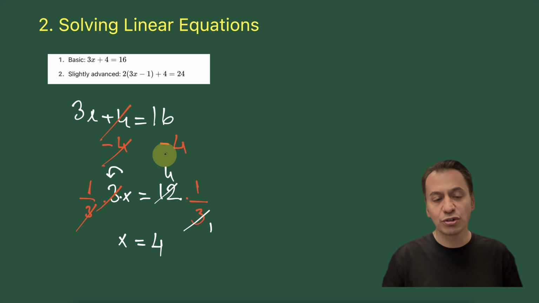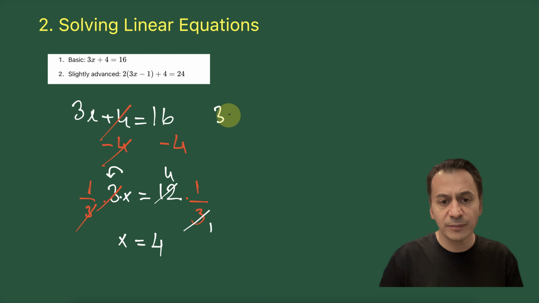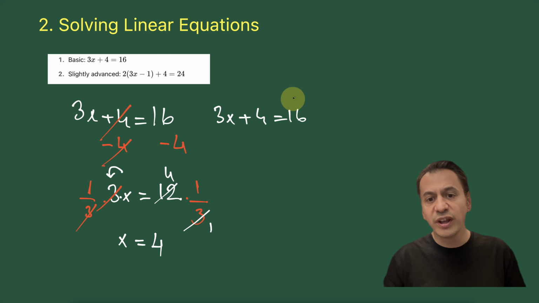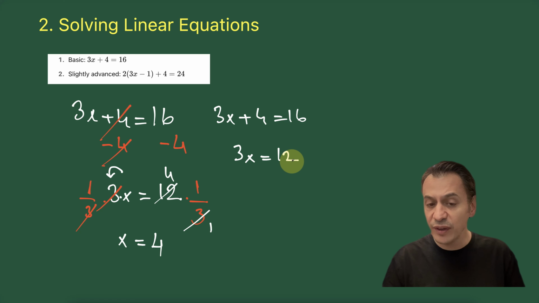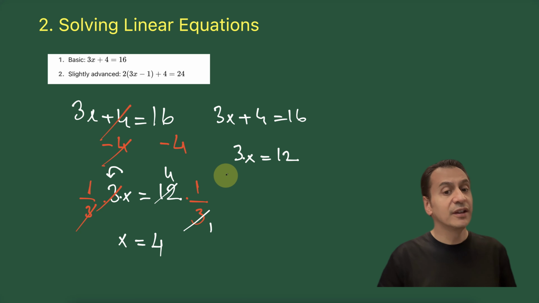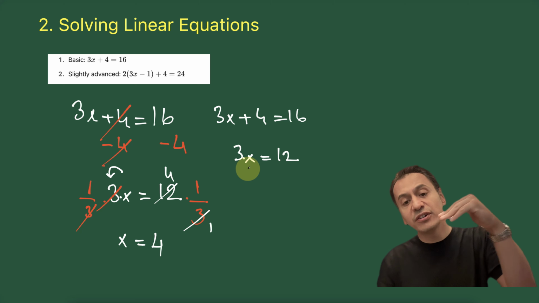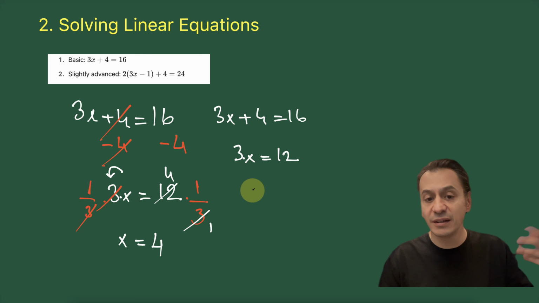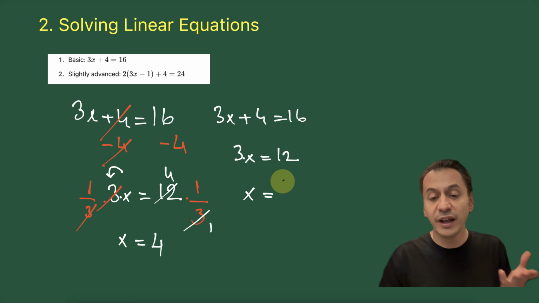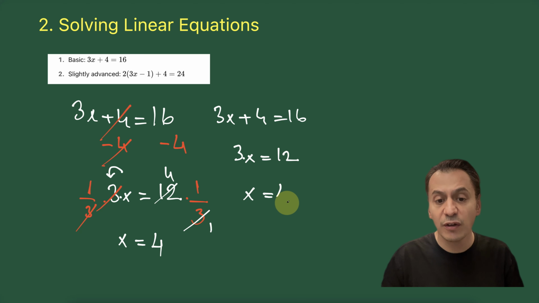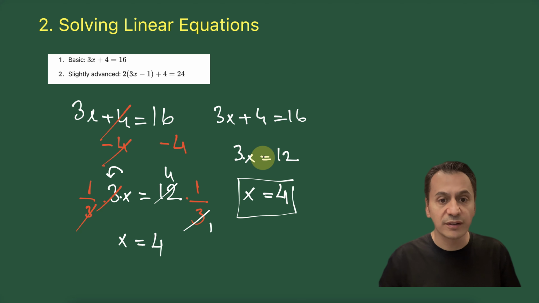What can I do as a shortcut? I can just pass this plus 4 to the other side of the equation as minus 4 and make it 12. And I can pass this times 3 to the other side of the equation as divided by 3. Like 12 divided by 3 will make 4. This would be the shortcut.